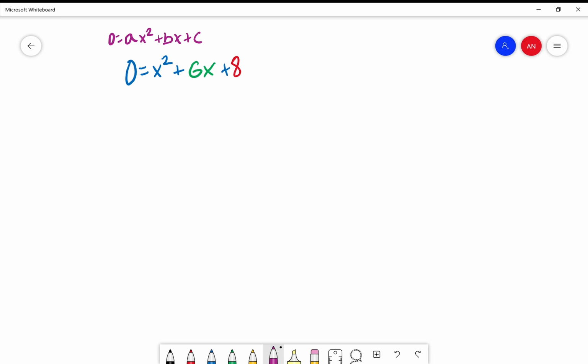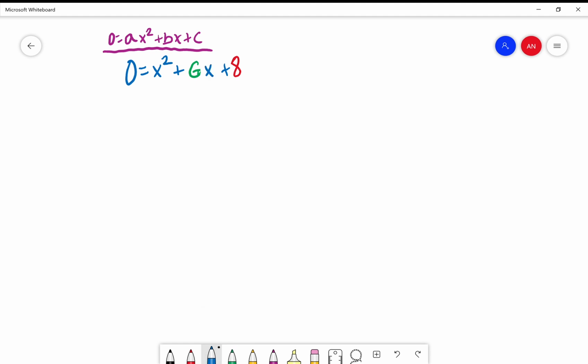Today you're going to learn how to solve a quadratic equation using the product sum method. Here we have the equation 0 is equal to x squared plus 6x plus 8. Following the original equation, 0 is equal to ax squared plus bx plus c. So here 6 is b and 8 is c. Sorry, the x is not part of b.